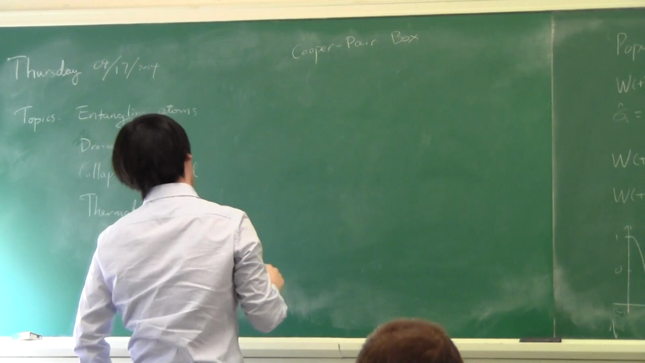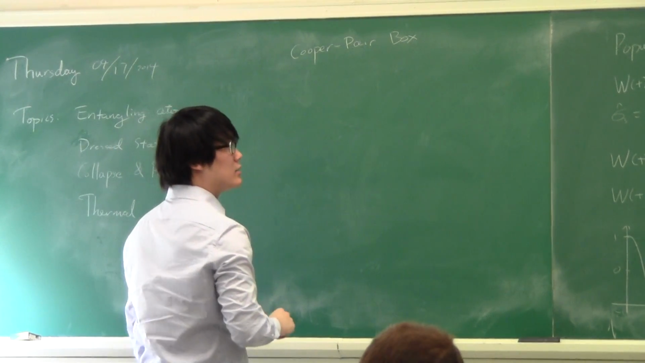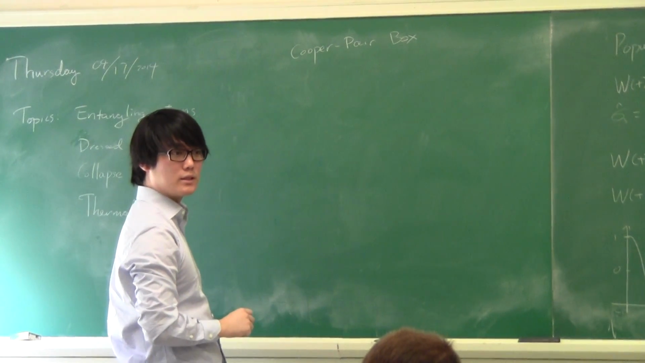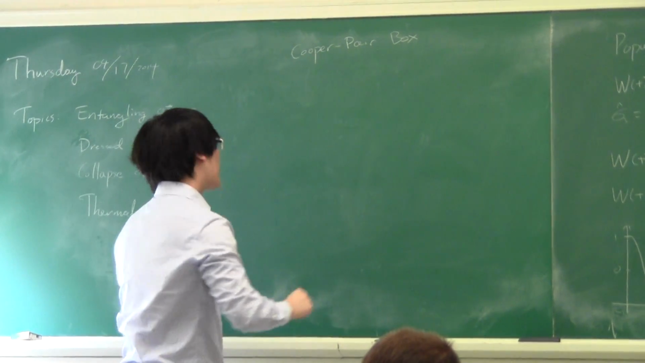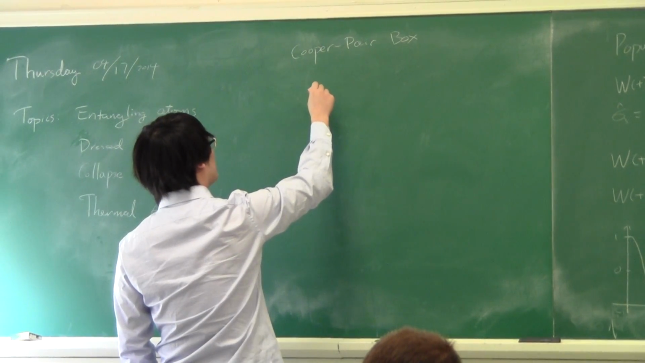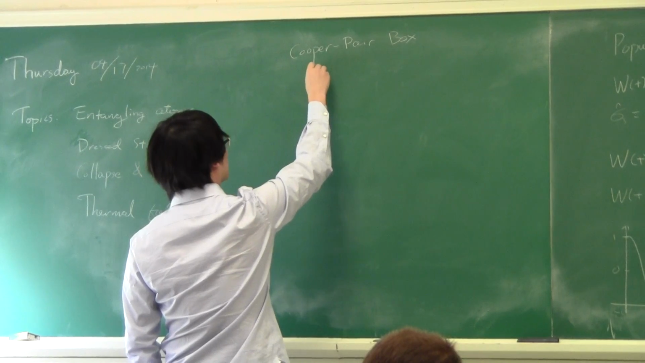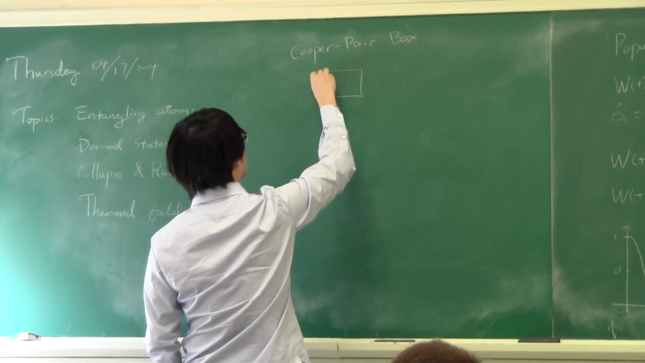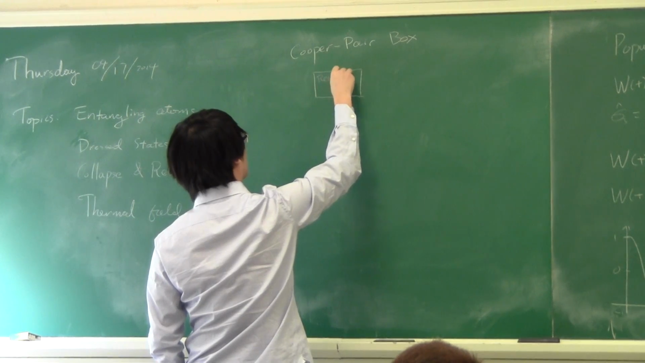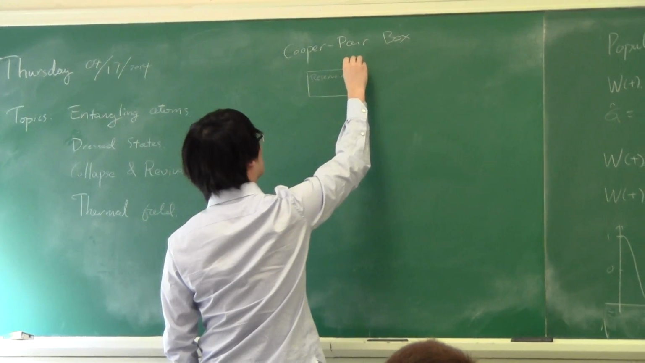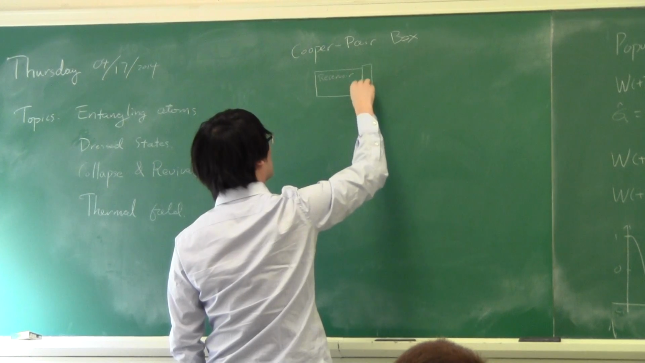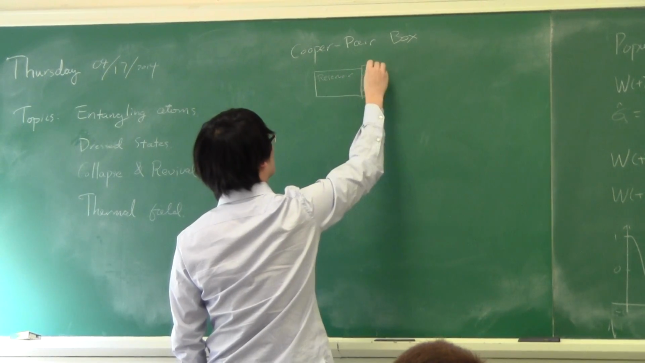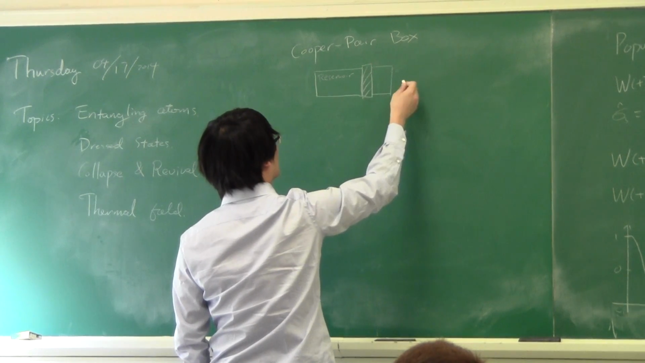The Cooper pair box is also kind of like a two-level system. So the Cooper pair box looks like this. You have something called the reservoir, and then there is an island.